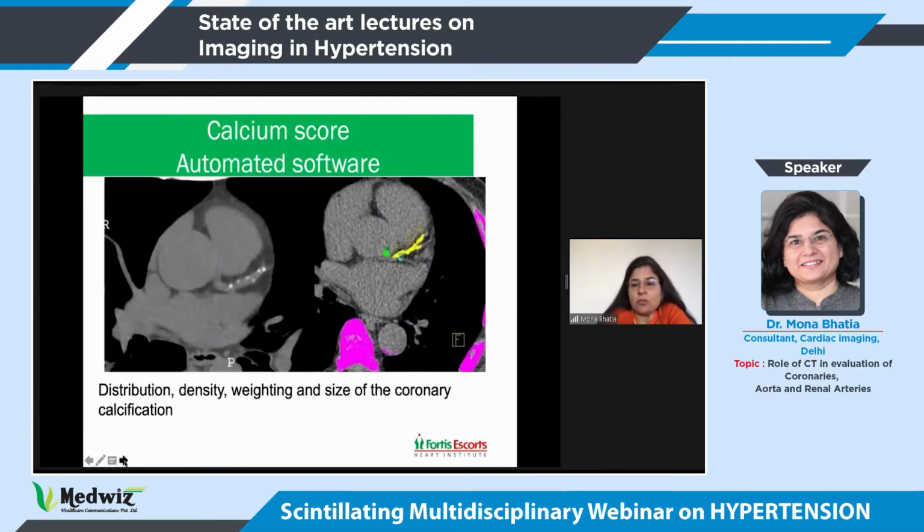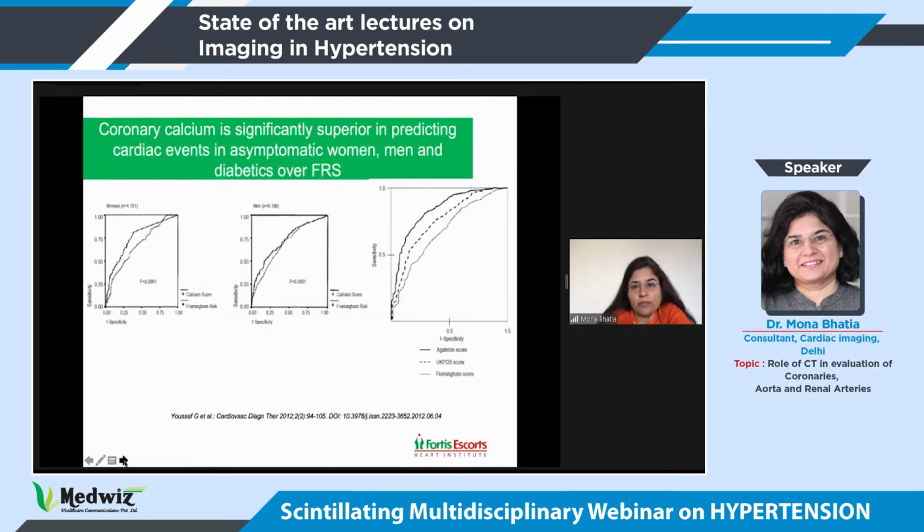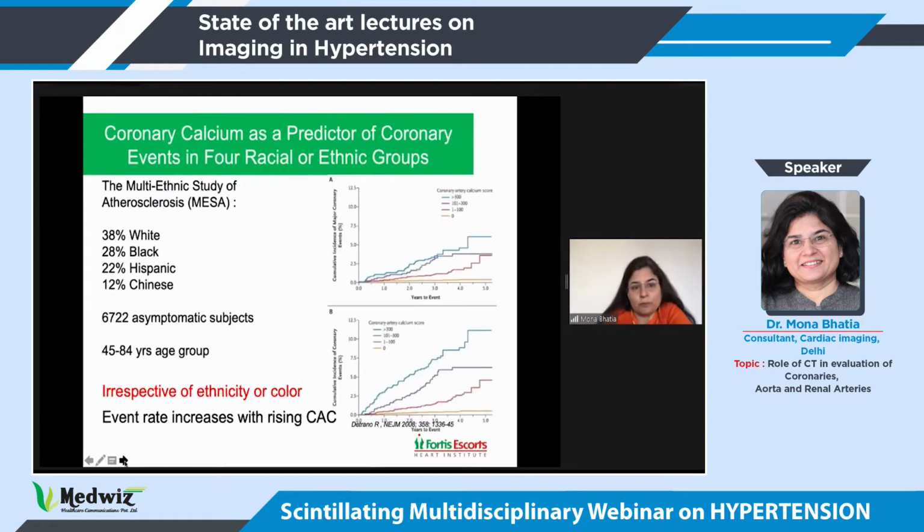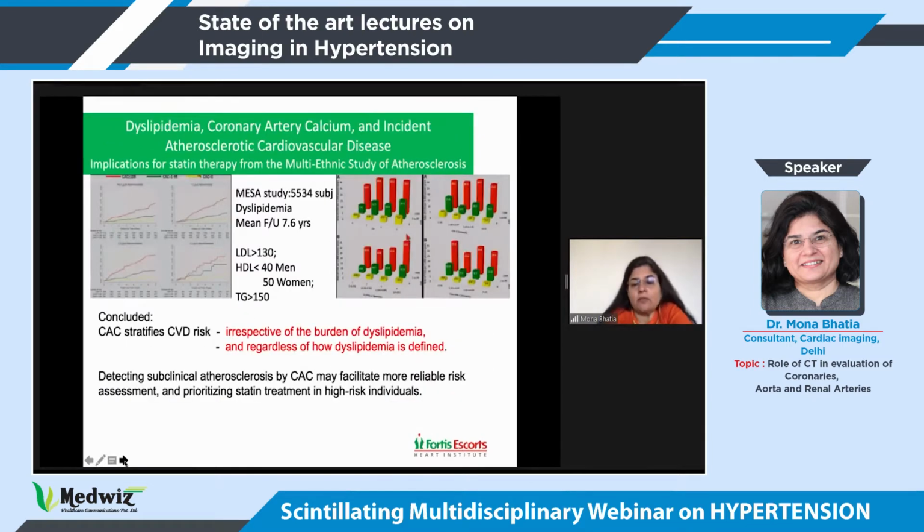The calcium score is an automated software. It gives us the distribution, density, weighting, and size of the coronary calcification. And in fact, it is superior to the Framingham risk score in predicting cardiac events in asymptomatic women, men, and diabetics. This is irrespective of ethnicity or color, irrespective of the burden of dyslipidemia, and regardless of how dyslipidemia is defined.